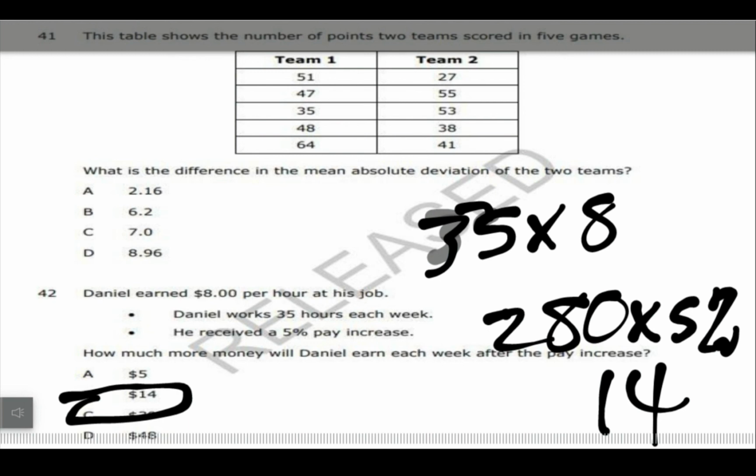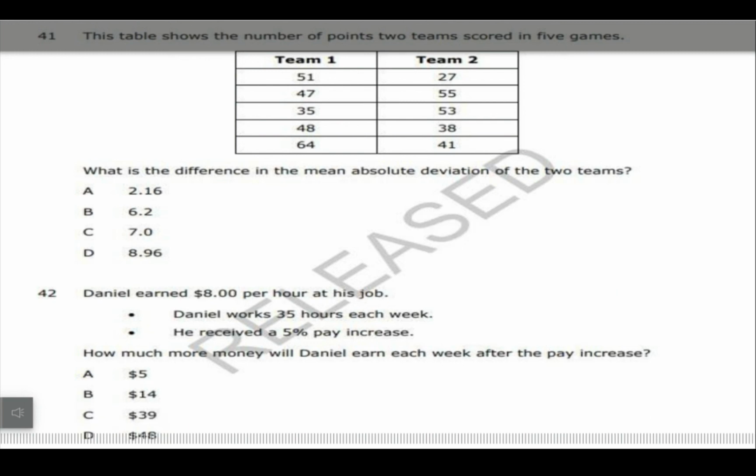All right, so remember, a lot of times with percents, you're just going to multiply. Probably 90% of the time, if not more, you're going to multiply the percents by the numbers.